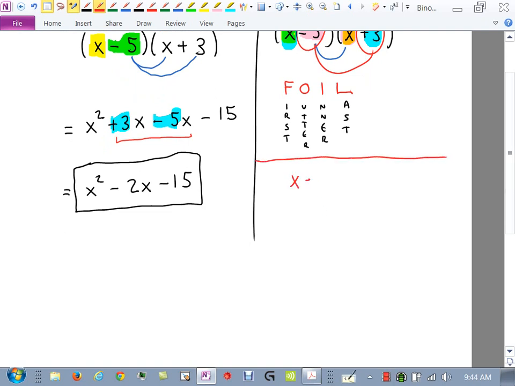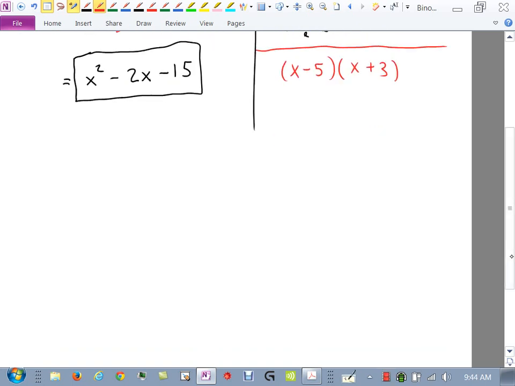X minus 5 times x plus 3. This last option is a visual option. What you do is you take the x minus 5 and you write out each term vertically. I have an x and I have a -5. And then you write the other polynomial, the x plus 3, and you put it here, x and 3. And if you want, you can put a plus, but I'm just going to put, it's a +3.